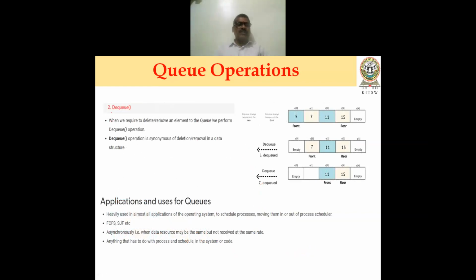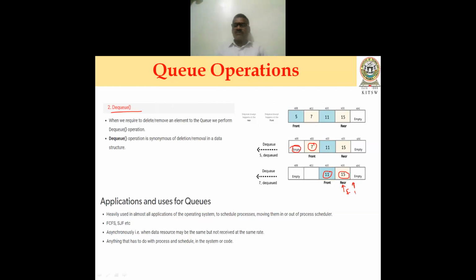Similarly, the DQ operation: when we need to delete or remove an element from the queue, we perform the DQ operation. DQ is synonymous with deletion or removal in the data structure. DQ always means the front element is removed, so first 5 is removed, and we keep the 0th location empty. Next DQ means 7 is removed, because it is at the front. Next, if you call DQ, 9 is removed because front is at this location. Now rear and front are at the same location. Fine. So again, if you call DQ, 15 is removed, and now front goes here.